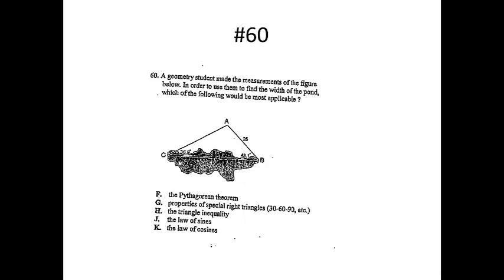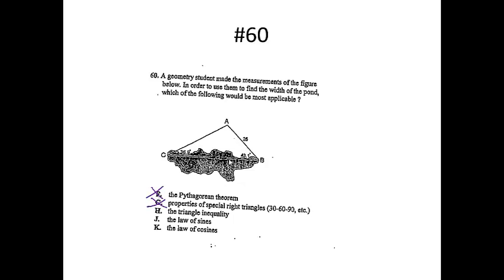All right, last one. A geometry student made the measurements of the figure below. In order to use them to find the width of the pond, which of the following would be most applicable? So it is not a right triangle, so we can't use properties of special triangles or the Pythagorean theorem.